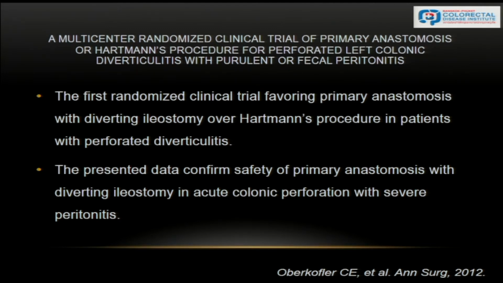So picking the procedure for Hinchey 3 and 4 is very important, especially if you pick the Hartmann procedure. I'm sure in some cases you would have to think of doing the Hartmann procedure, but if the contamination could be controlled and the patient is well enough, we should think of the primary anastomosis, and if you're not sure enough, sometimes we should add a loop ileostomy for the patients.